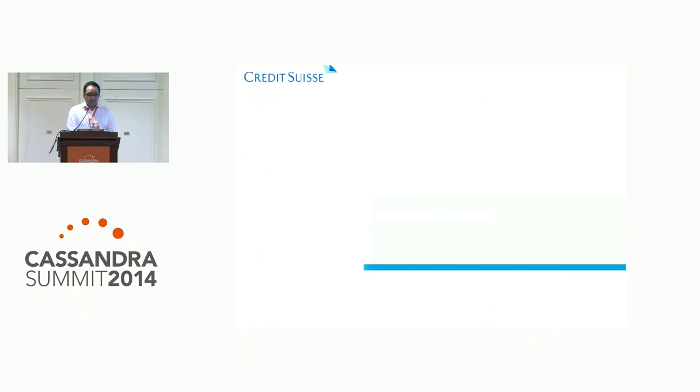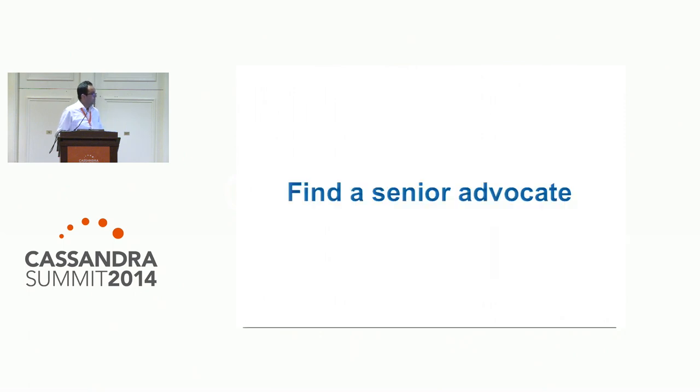So lessons learned. Generally speaking, we've been blown away by Cassandra. We were very, very early adopters. I think we started with 0.8 back on Windows, back in the bad old days. But generally speaking, it's been a great solution in solving our challenges. In terms of lessons learned, find a senior advocate. The environment that we work in can be quite conservative when it comes to adopting new technologies, and having somebody senior who can really sell this technology to upper management has been really beneficial for us.